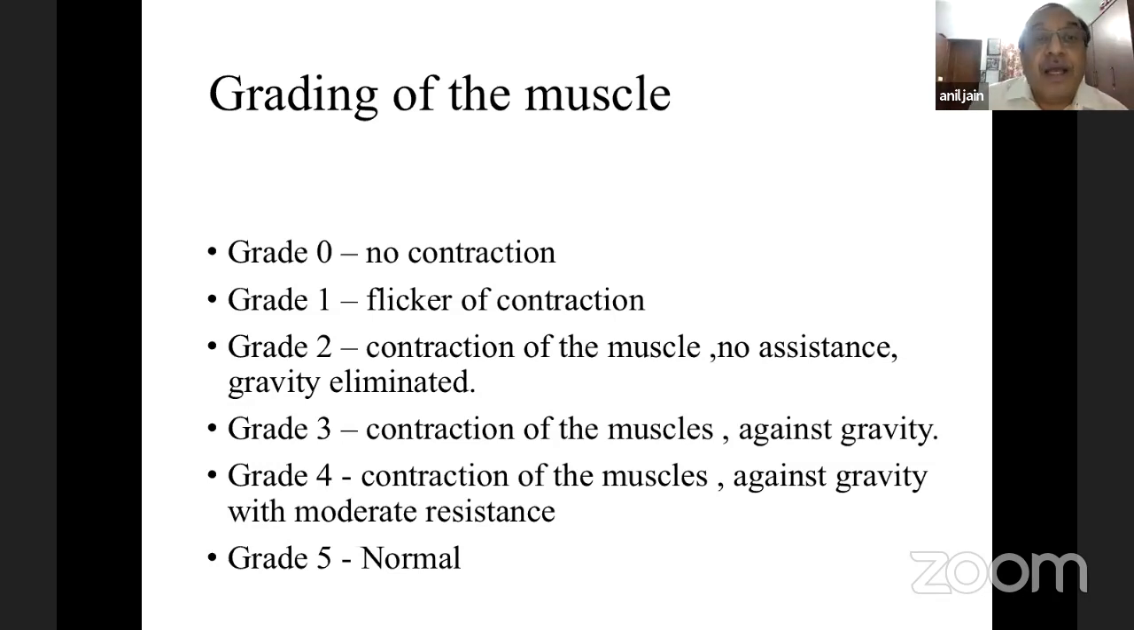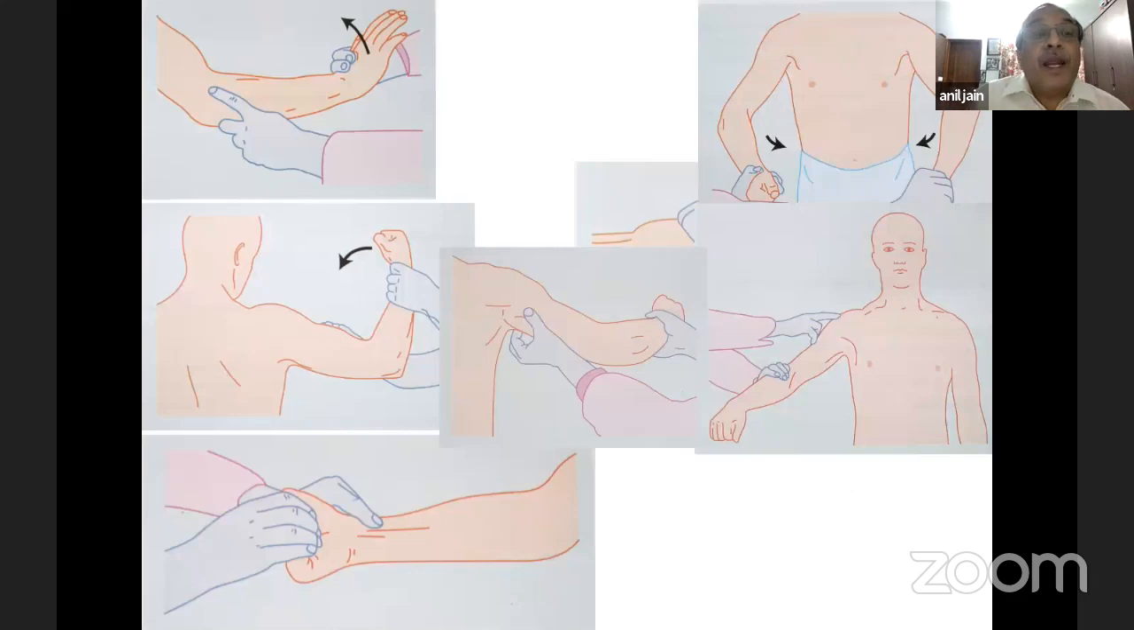You have to test the muscle on the basis of whether there is no contraction, flicker of contraction, movement with gravity eliminated, against gravity, with moderate resistance, and with normal resistance. Now, this is what I meant: you are testing the common extensors here. The person is palpating the origin of the tendons, whether the tendon is contracting or not, and the power is tested against dorsiflexion. Similarly biceps, triceps, and deltoid are tested, and long flexor tendons are palpated.